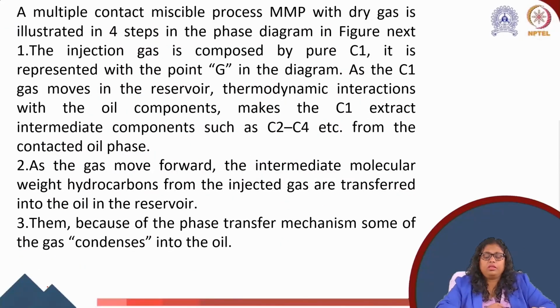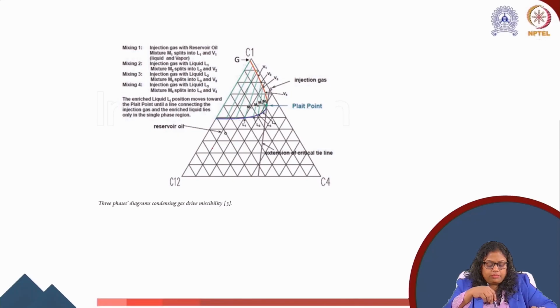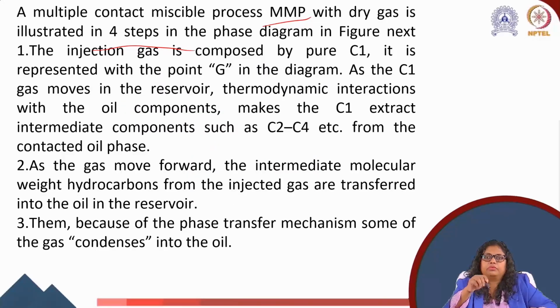Now here we are understanding multiple contact and first contact miscibility. On the ternary phase diagram, a multiple contact miscible process, MMP, with dry gas is illustrated in 4 steps in the next figure. That's the multiple contact miscibility with your 4 steps. So let's understand this. The injection gas is composed of pure C1.